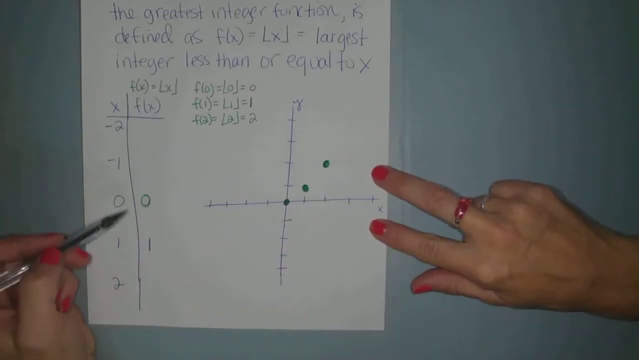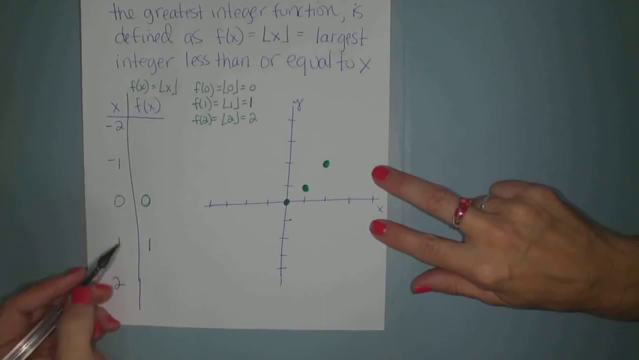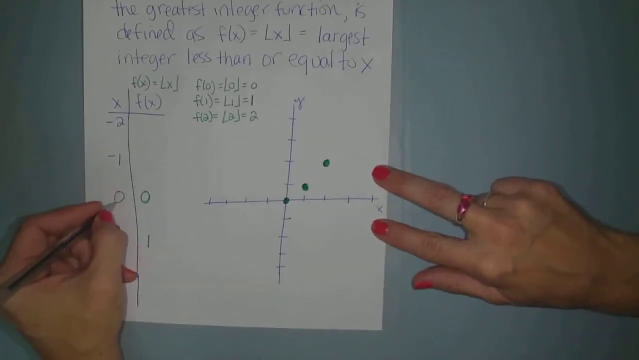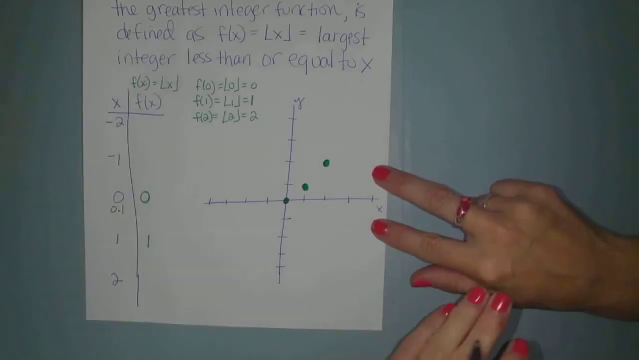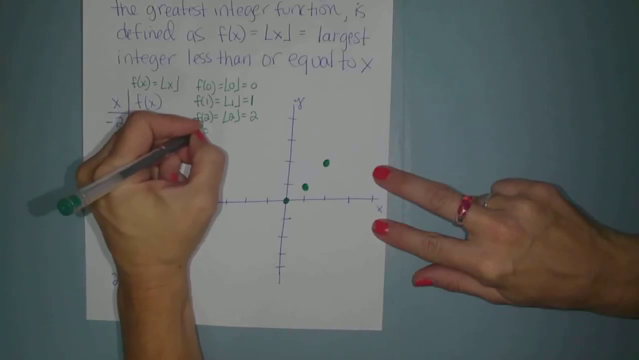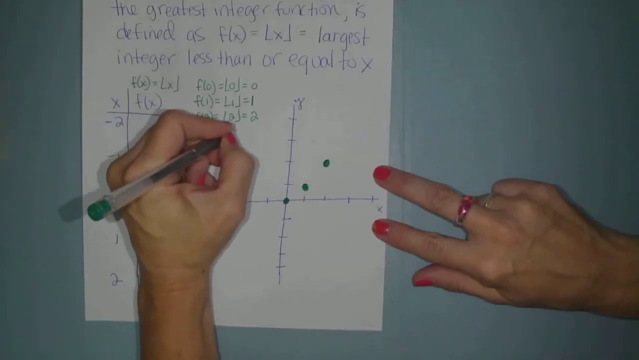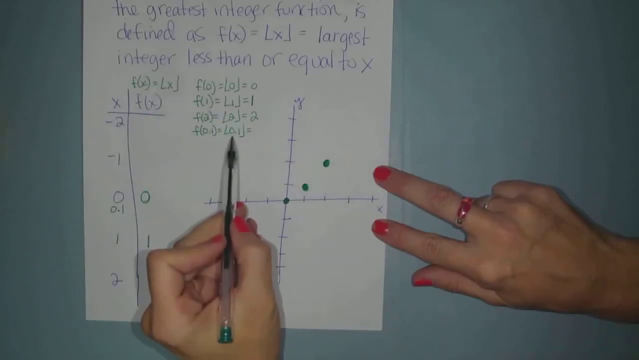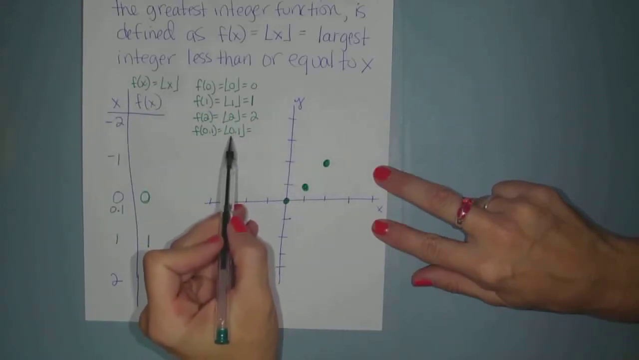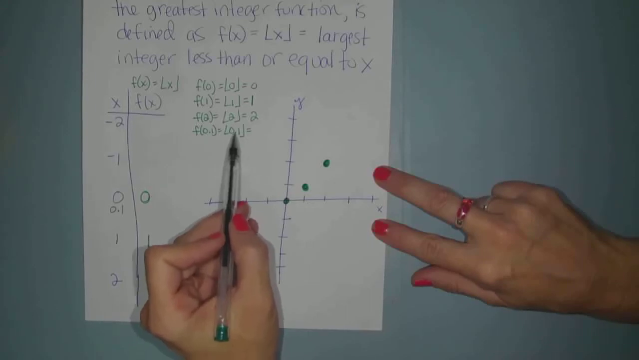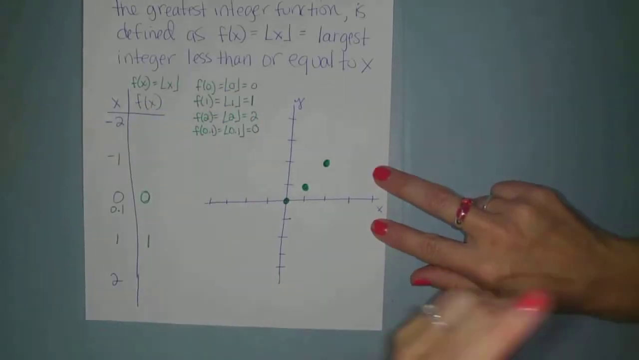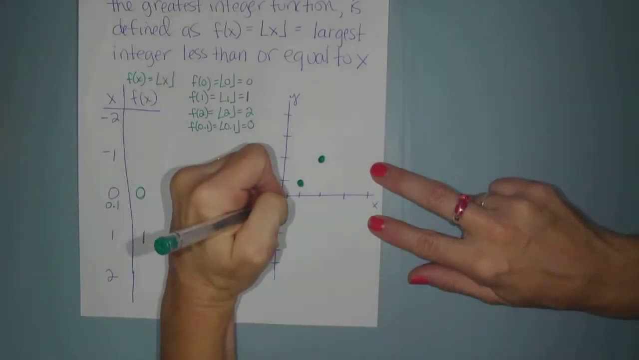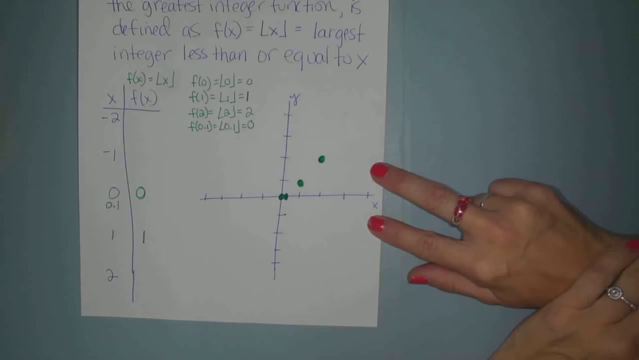And this is why I left all this space here, because what's interesting is what happens between the integers. For example, let's go to between 0 and 1. Let me choose 0.1. If I do f of 0.1, then I have to ask myself, what's the largest integer less than or equal to 0.1? Well, 0.1 is not an integer, so I have to go to the largest integer that's less than this. That kicks me back to 0. So if I go to 0.1, I'm still at 0. I'm going to put that dot right up next to the first dot.